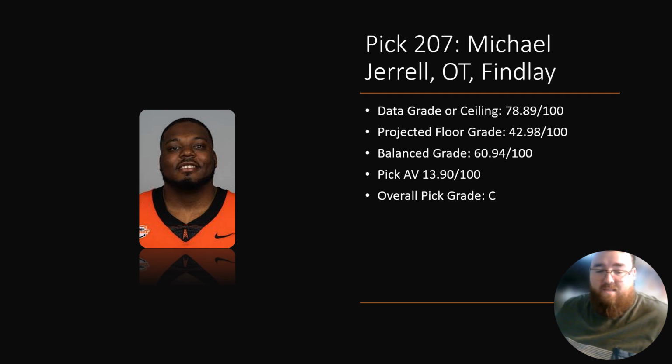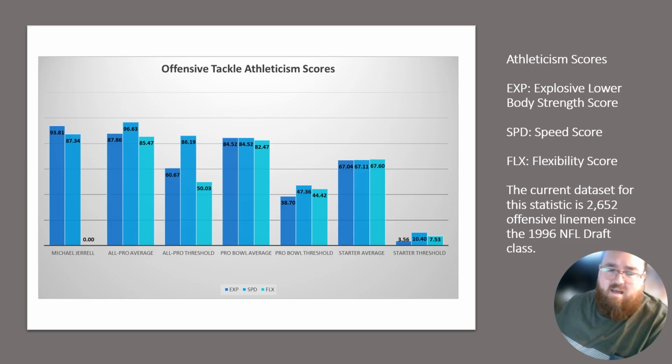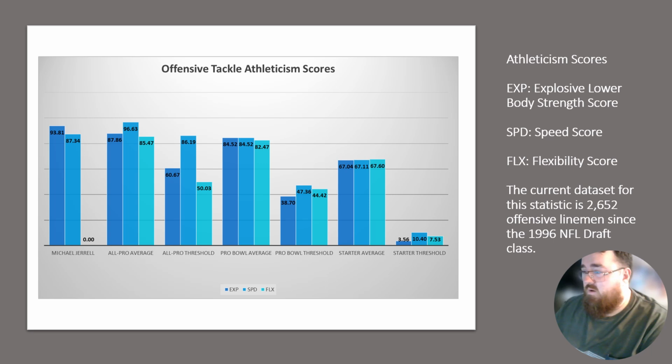And then, of course, the last pick for them is pick 207 and Michael Jarrell, offensive tackle out of Findlay. He had a data grade of 78.89. His floor is 42.98. Balance grade is 60.94. Pick AV of 13.90. And overall pick grade would be a C. Taking a look at his athleticism traits, 93.81 in terms of explosiveness with near elite speed for his size. These are great athleticism traits for the position and somebody that I think was an overall good pick.